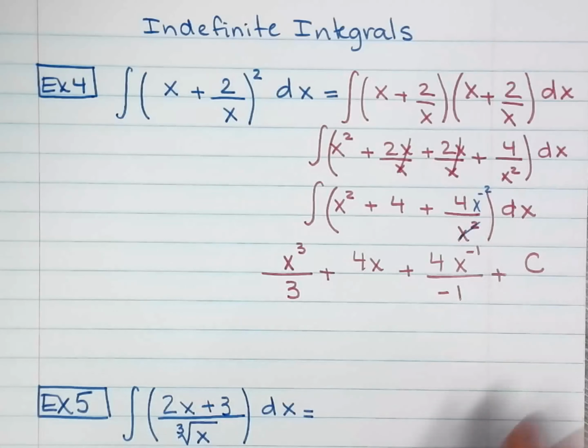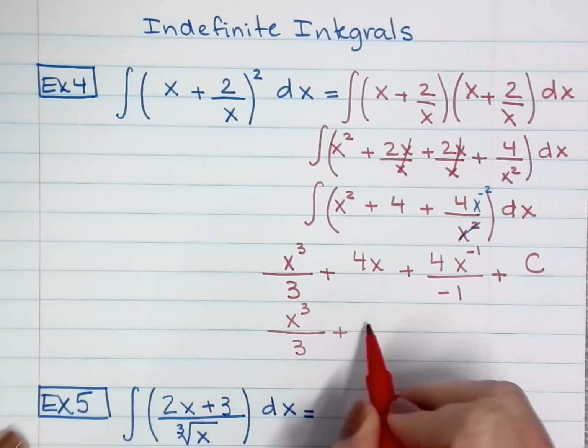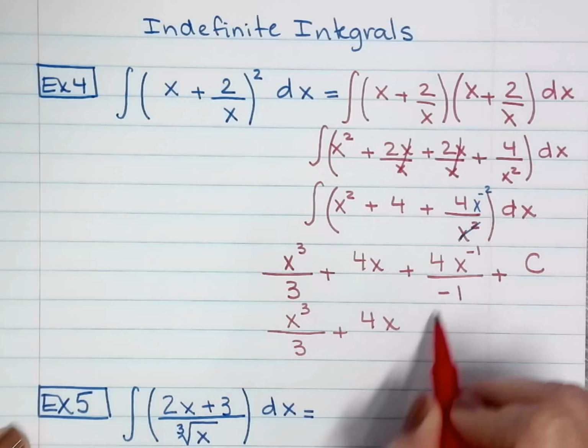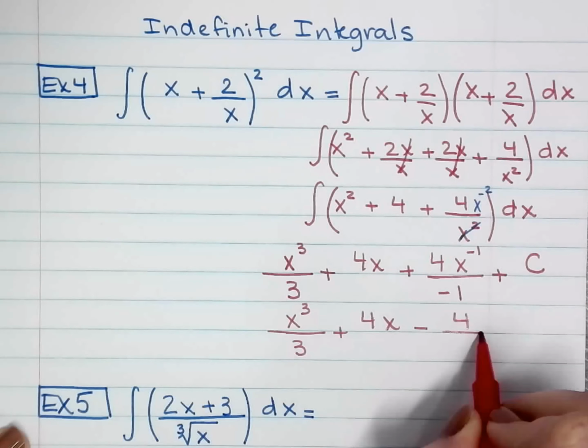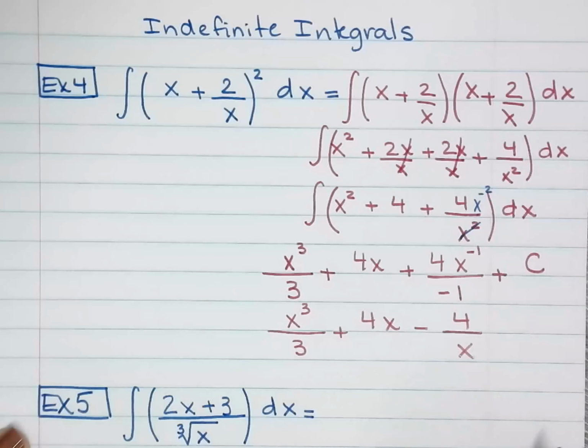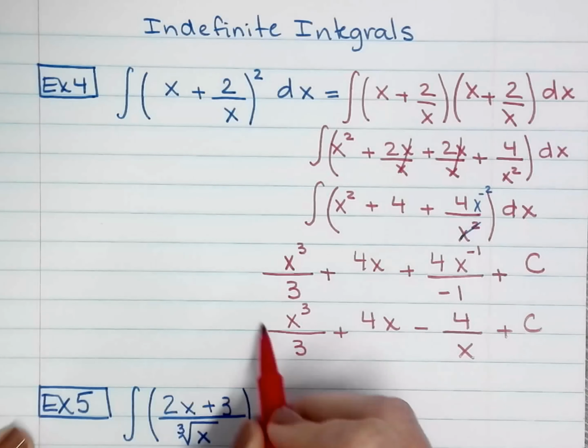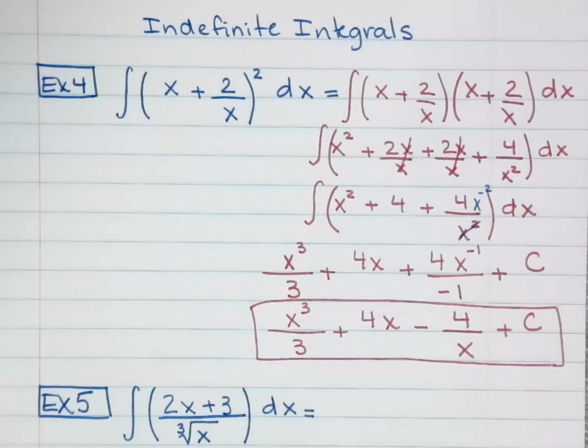Now we just need to clean that up and take care of that negative exponent right there. So x cubed over 3, 4x. Now this is minus 4. That makes that a positive x in the denominator, plus the constant. The end. On this one, we have one more.